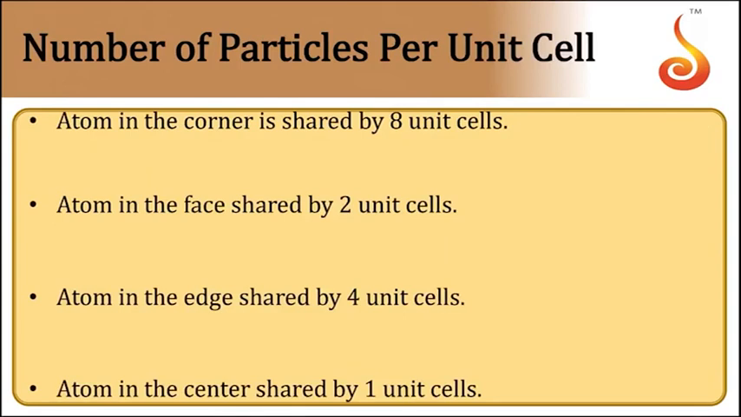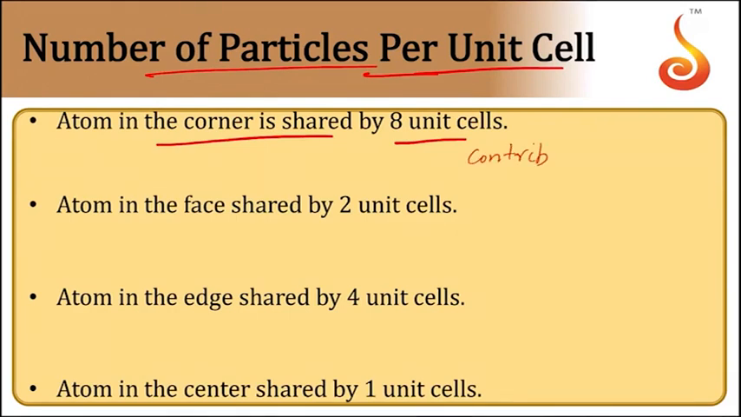Then comes how to calculate the number of particles per unit cell. An atom in the corner is shared by 8 unit cells. Therefore, its contribution towards the unit cell will be 1/8. An atom in the face is shared by 2 unit cells. Therefore, the contribution comes to only half towards the unit cell. And an atom on the edge is shared by 4 unit cells.